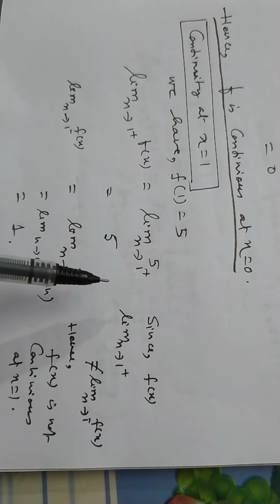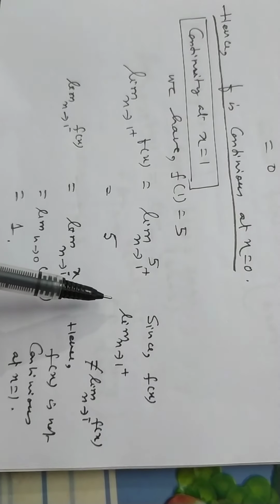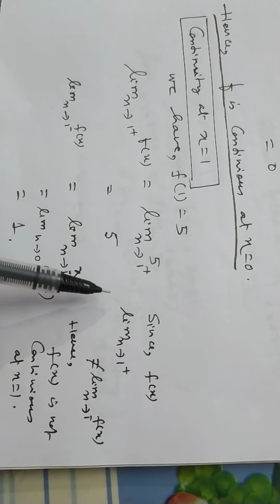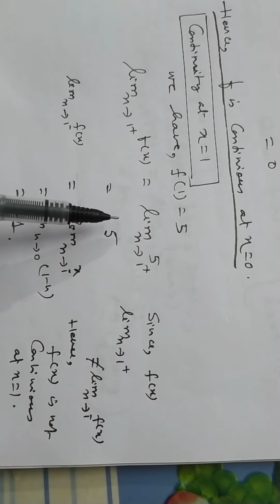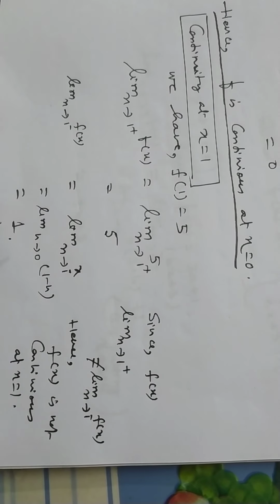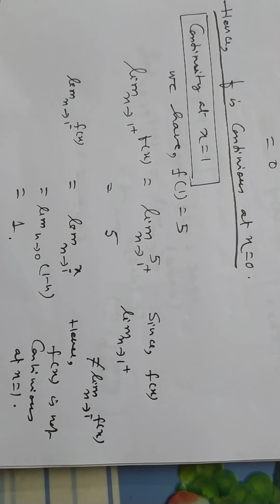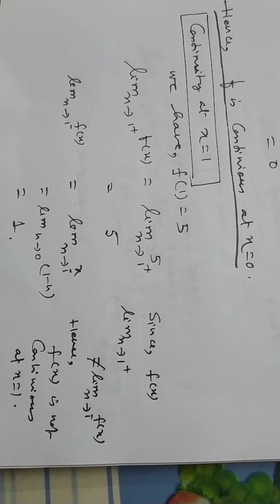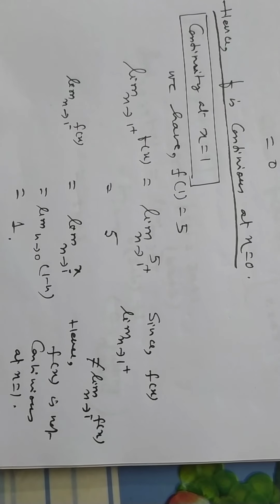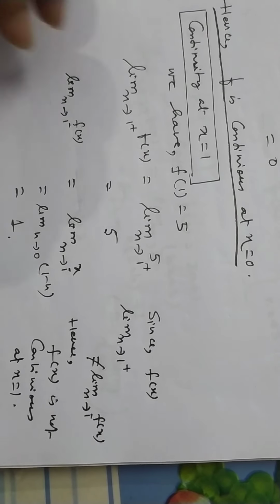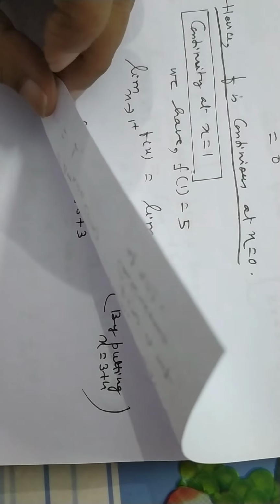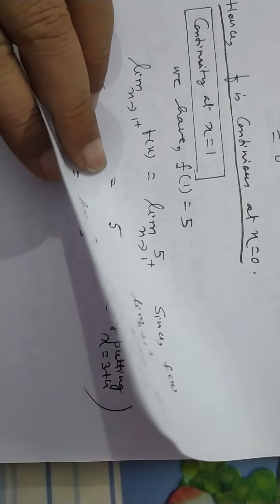So what do you observe? The value of the function at x = 1 is 5, and the right hand side limit is also 5. But the left hand side limit, for values less than 1, is 1. So what do you observe? The function is not continuous at x = 1.